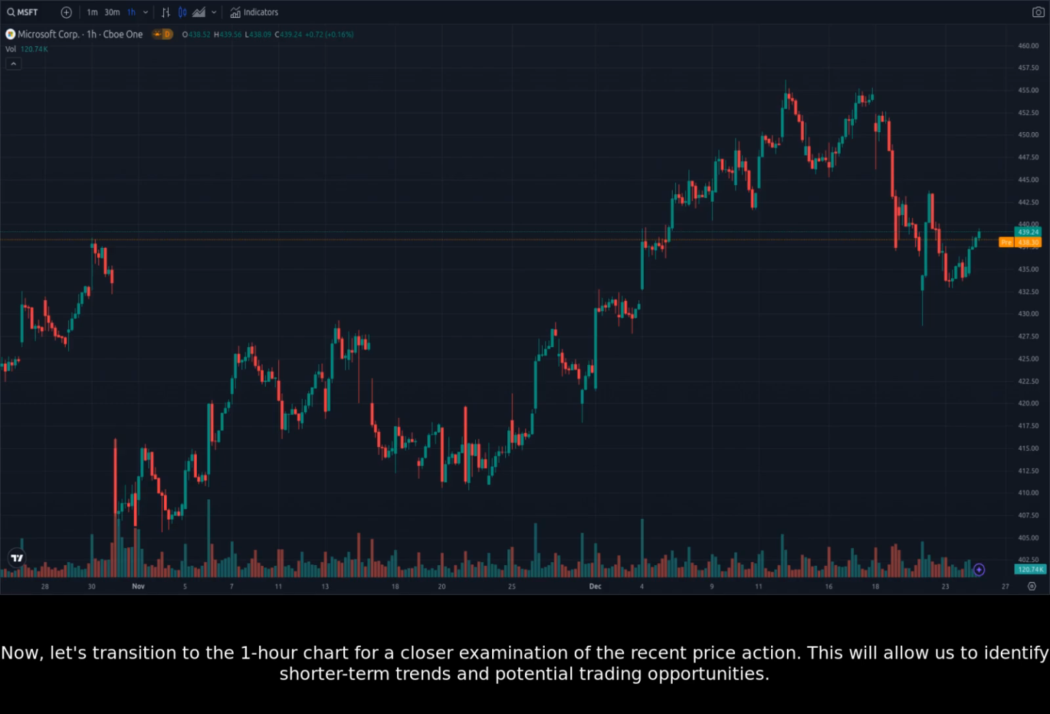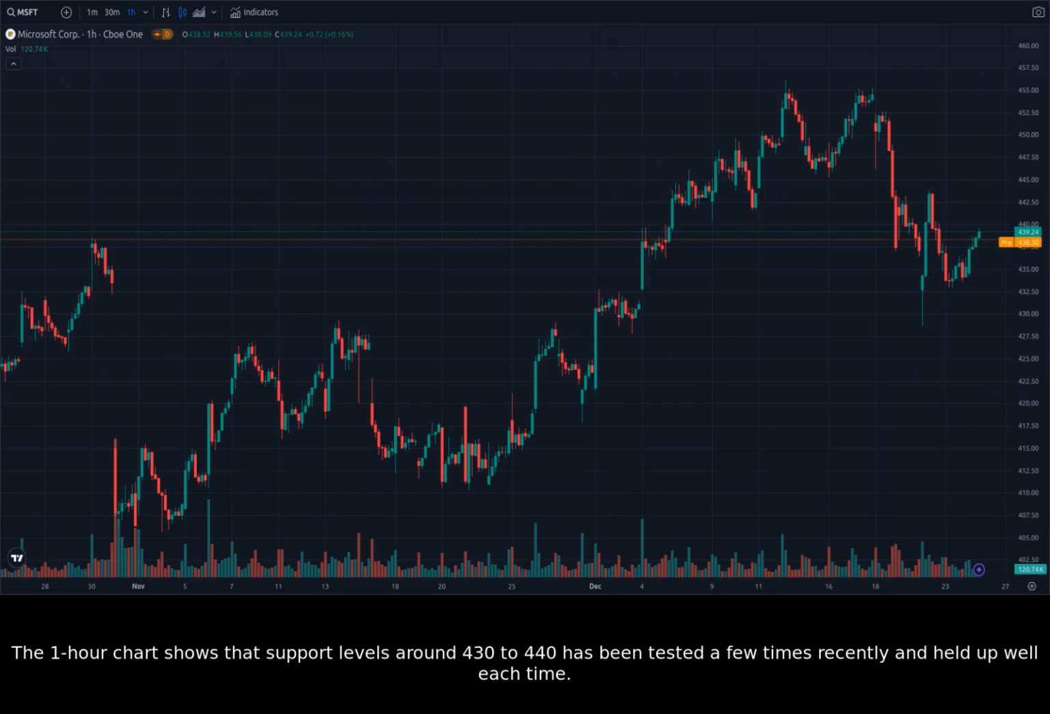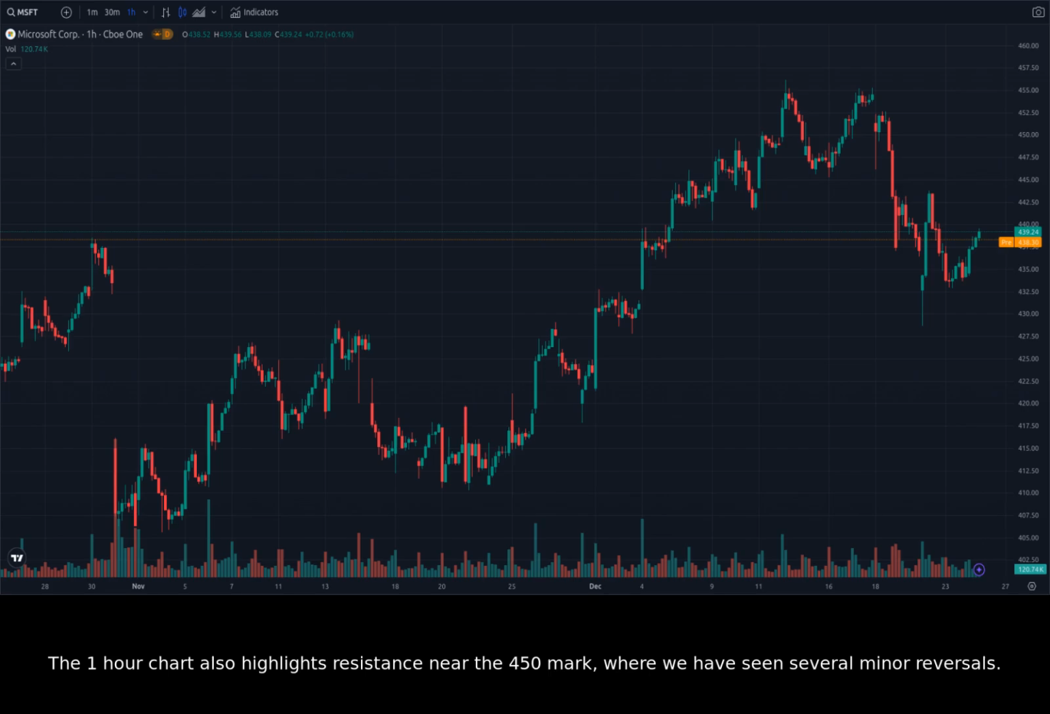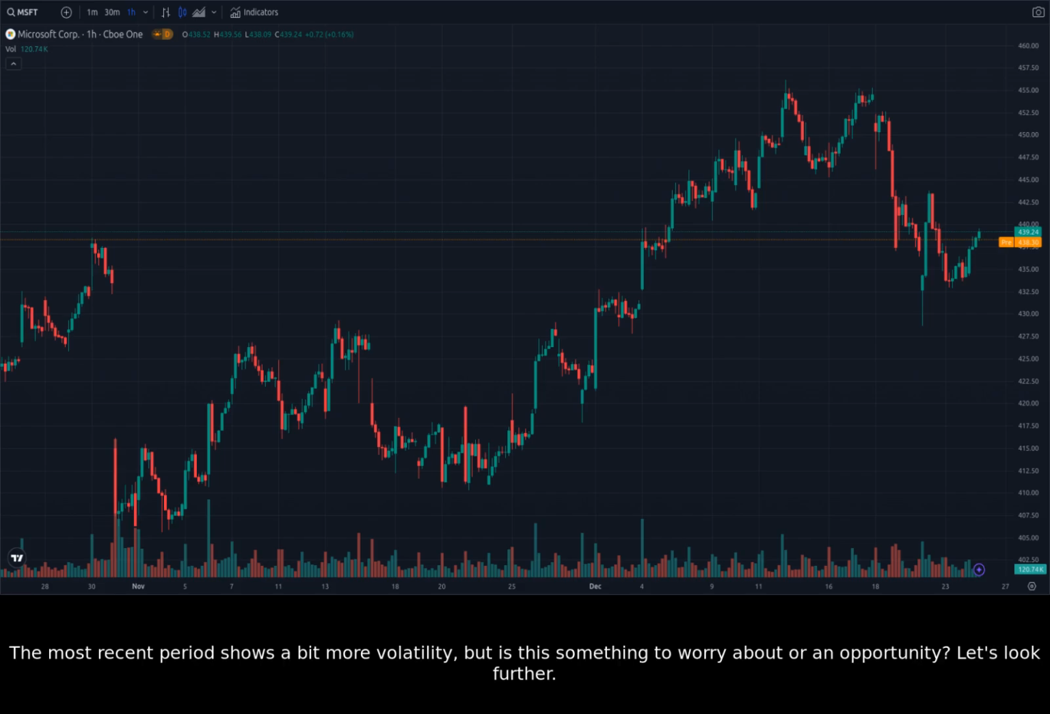Now, let's transition to the 1-hour chart for a closer examination of the recent price action. This will allow us to identify shorter-term trends and potential trading opportunities. The 1-hour chart shows that support levels around 430 to 440 have been tested a few times recently and held up well each time. The 1-hour chart also highlights resistance near the 450 mark, where we have seen several minor reversals. The most recent period shows a bit more volatility, but is this something to worry about or an opportunity?